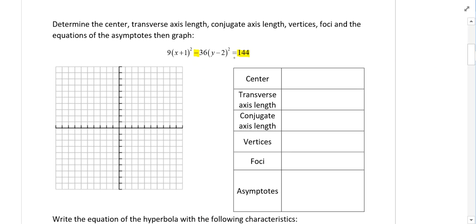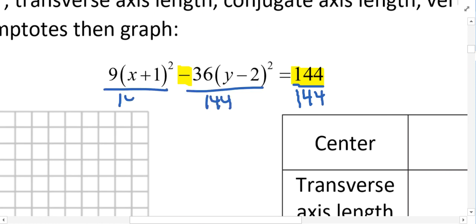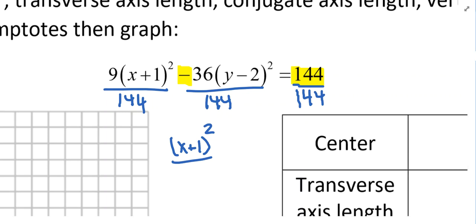Since I have 144 on that right-hand side, I'm going to start by dividing by 144. Okay, so I'm going to divide by 144 on all three parts. So I end up with x plus 1 squared. And I'm going to simplify 9 over 144, and I'm just going to math frac that in my calculator. It's going to be 1/16. And 36 over 144, when I math frac that, is 1/4.